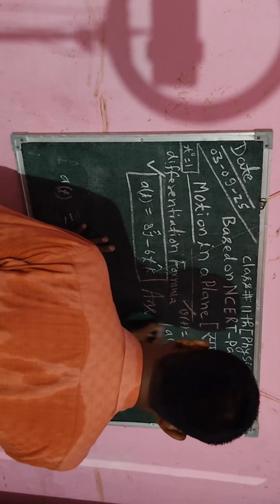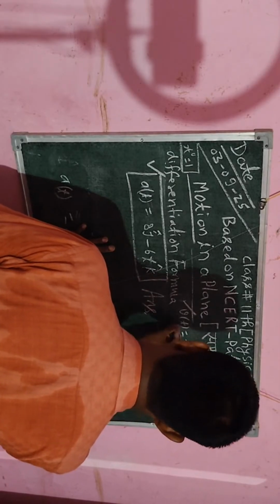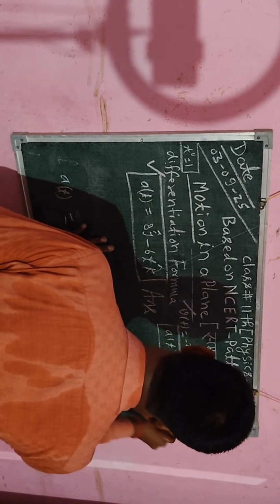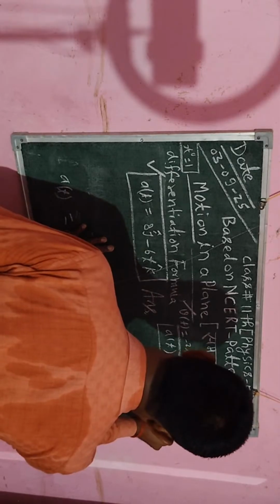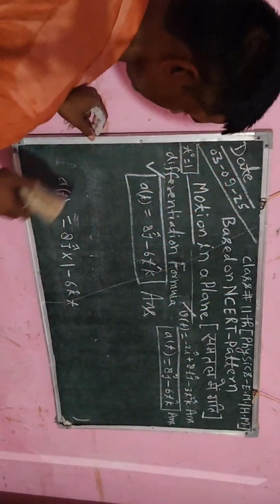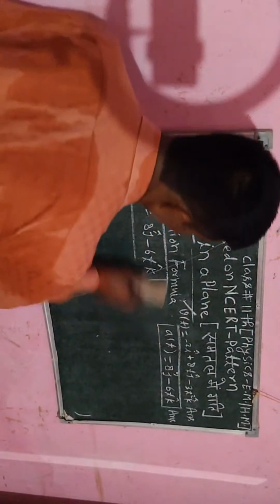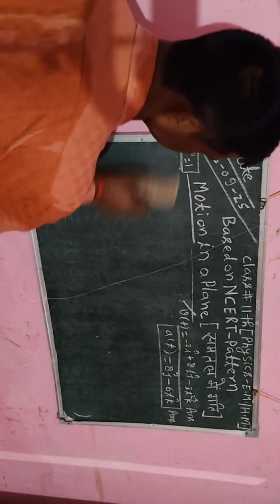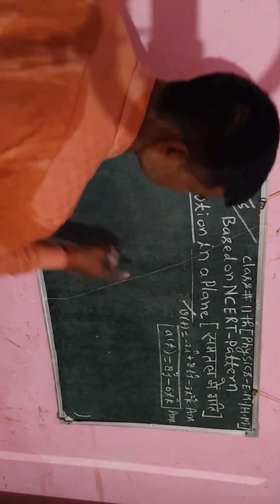This is also my answer, and here is also an answer. This is the second answer. We have to find the third answer for getting the velocity. So I will erase this data, and after erasing I will find the velocity vector.